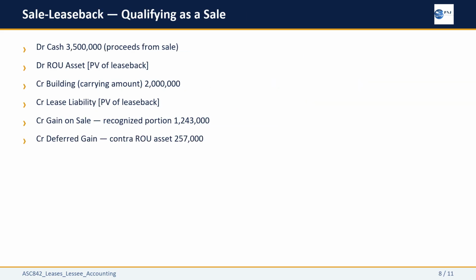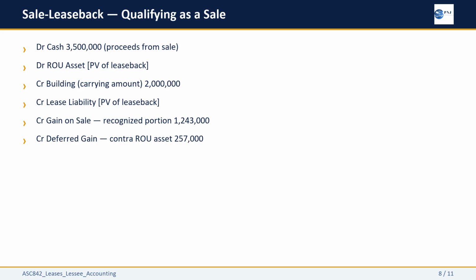The sale-leaseback entry for a qualifying sale is the most complex in ASC 842. Let us walk through it. The building is sold for $3.5 million. Its carrying amount is $2 million. The gross gain would be $1.5 million, but the gain is constrained. The portion retained through the leaseback, which is the PV of the leaseback as a proportion of the sale price, is deferred. In this example, $1,243,000 is recognized immediately, and $257,000 is deferred as a contra ROU asset.